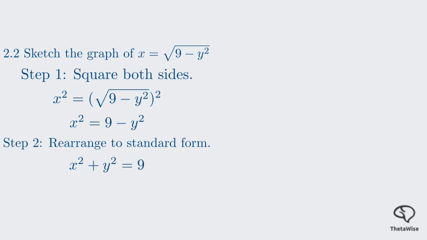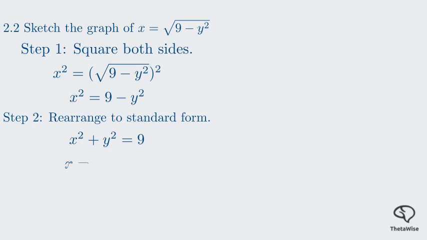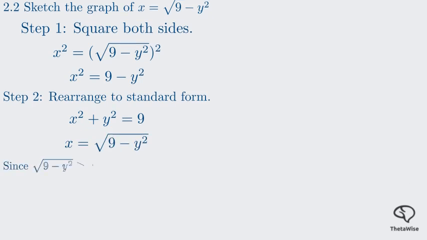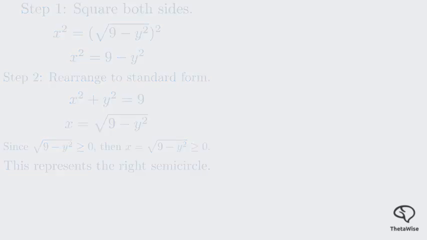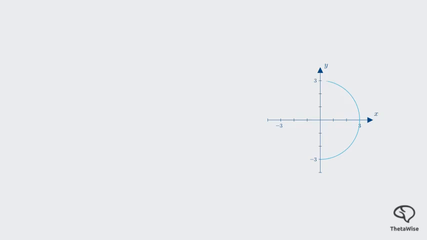Once again, the original equation specifies a part of this circle. Let's look at the signs. The original equation was x equals the positive square root of 9 minus y squared. This positive sign in front of the square root means that x must always be positive or 0. This represents the right semicircle. So, our graph is the right semicircle. It's the half of the circle that lies to the right of the y-axis. It connects the point 0, -3, the point 3, 0, and the point 0, 3. And there is our graph for question 2.2.